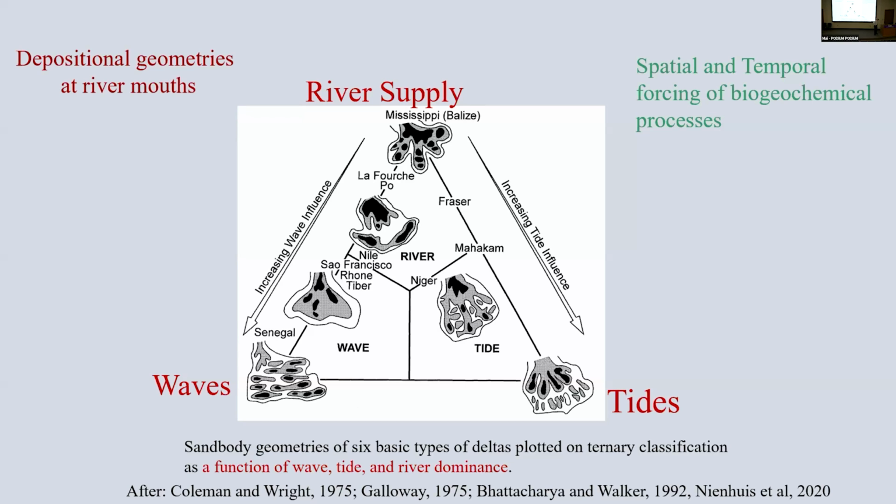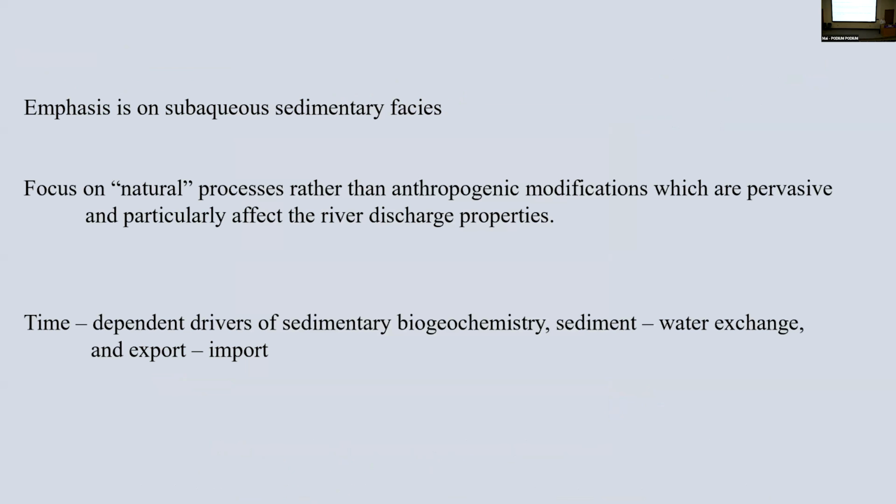But I'm going to lock in on the ternary diagram and these factors because, as you noted from the title, I'm going to emphasize tropical systems where temperature and radiation are relatively fixed seasonally. Those aren't variables that we need to consider, but we do in other systems. And my emphasis is going to be on subaqueous sedimentary facies.